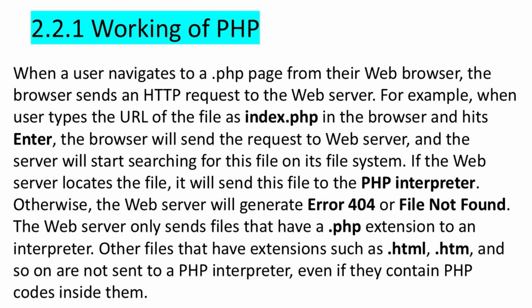Now, once the request reaches the web server, which could be Apache or Nginx, the server starts searching for the file index.php in its directory. If the file exists, the server passes it on to the PHP interpreter. This interpreter is like a translator. It reads and executes the PHP code inside the file.